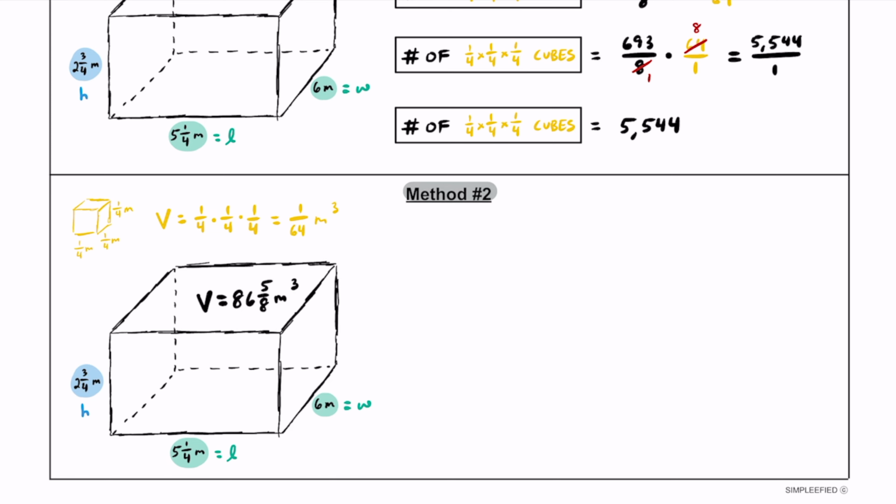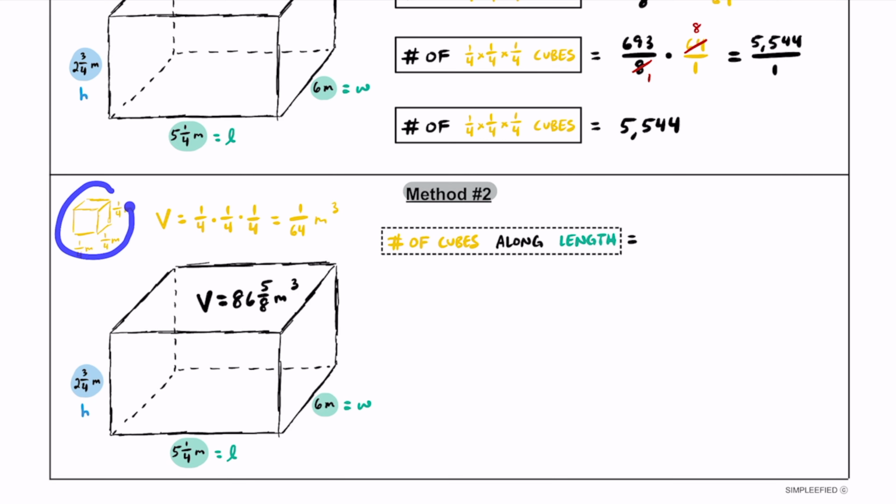But let's see if we can figure out using a different method, which is not going to be dividing their volumes, rather seeing how many of these cubes fit in each of the dimensions. Let's start by seeing how many of these little quarter by quarter meter cubes are going to fit across the length over here, just stacking them side by side. So to see how many times the length of one of these cubes, which is really just going to be 1/4 of a meter, see how many times this 1/4 fits into this 5 1/4, we'll figure out how many could fit along the length.